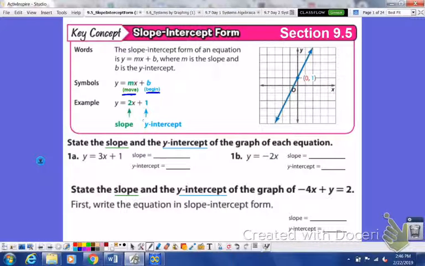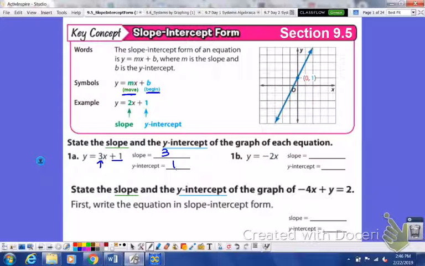So in 1a, we have y equals 3x plus 1. Again, slope is connected to your x. So our slope this time is 3. Your y-intercept is the one that's by itself. It's a plus 1, so it's going to be a positive 1. So right now we're just labeling. Slope is what's connected to your x, tells us how we move. Y-intercept is what's by itself, tells us where to begin.